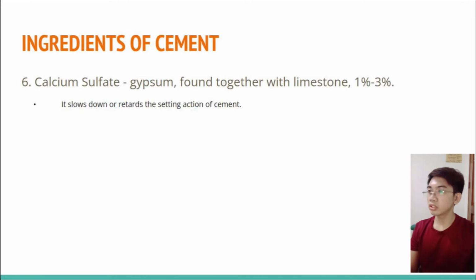The sixth ingredient or component is calcium sulfate, which is present in the form of gypsum in cement. It is found together with limestone, and it ranges from 1 to 3%, which slows down or retards the setting action of cement.